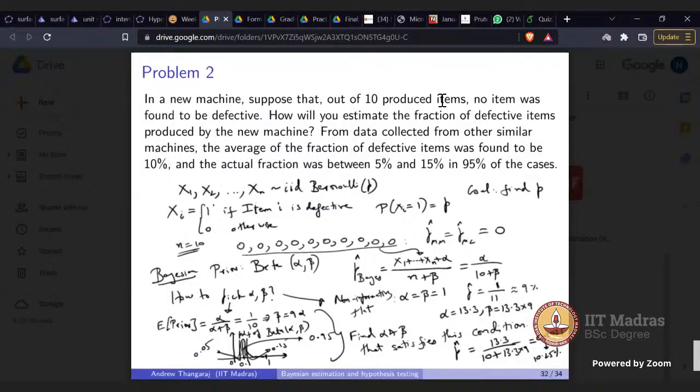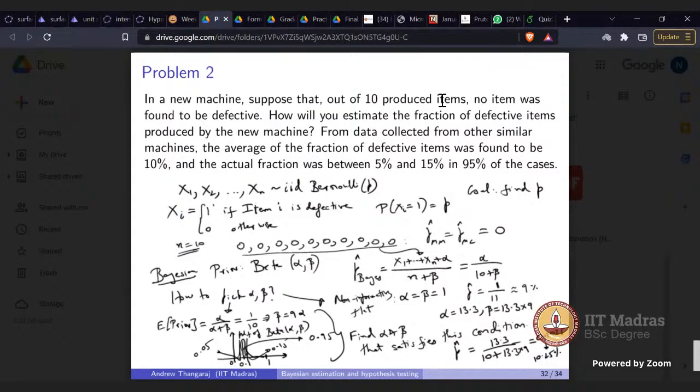What are you trying to understand? Yeah, I got what you're trying to understand. So what you're saying is, if I just look at the problem statement, how can I find the fraction of defective items, right? It is not possible, just given this problem statement, to come to a single answer.